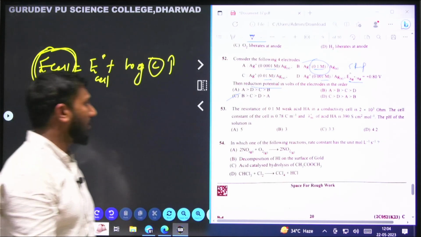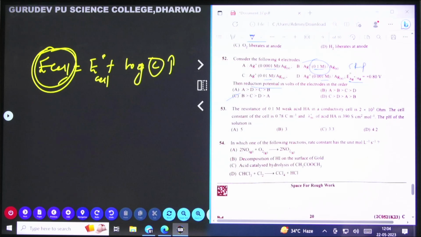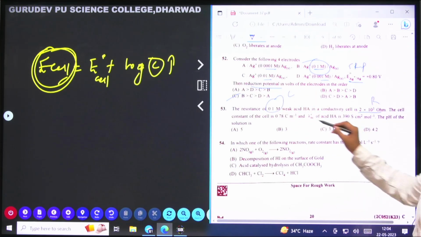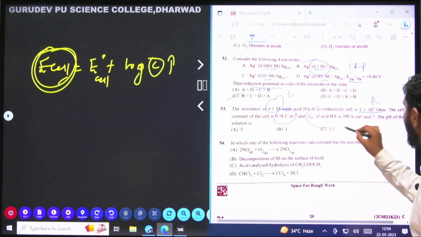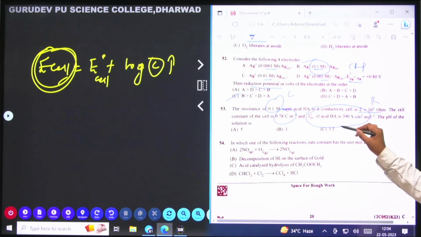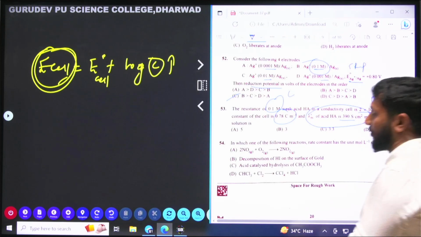Next I will move on to question number 53. The resistance of 0.1 molar weak acid HA in a conductivity cell. Okay, conductivity cell. So this is the resistance value. Concentration of the solution is 0.1 molar and cell constant value is 0.78 per meter and molar conductance at infinite dilution value is 390 Siemens centimeter square per mole. Then what is the pH of the solution?